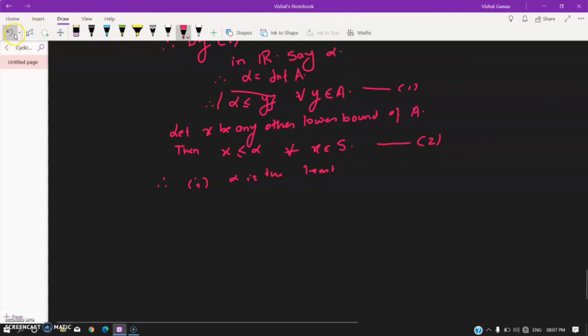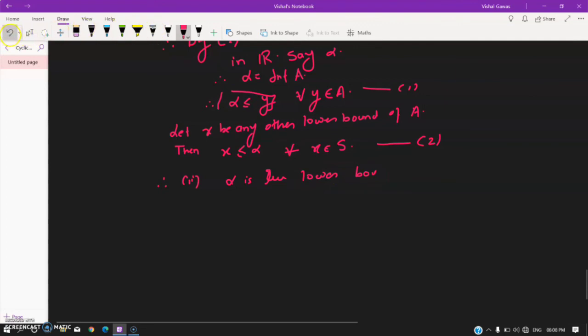Well, first of all, alpha is the element, right? It's the least of all the upper bounds of A. So let me write that. From 1, what we get is... note that 1 tells us that, or let me take 2. 2 tells that alpha is the lower bound.